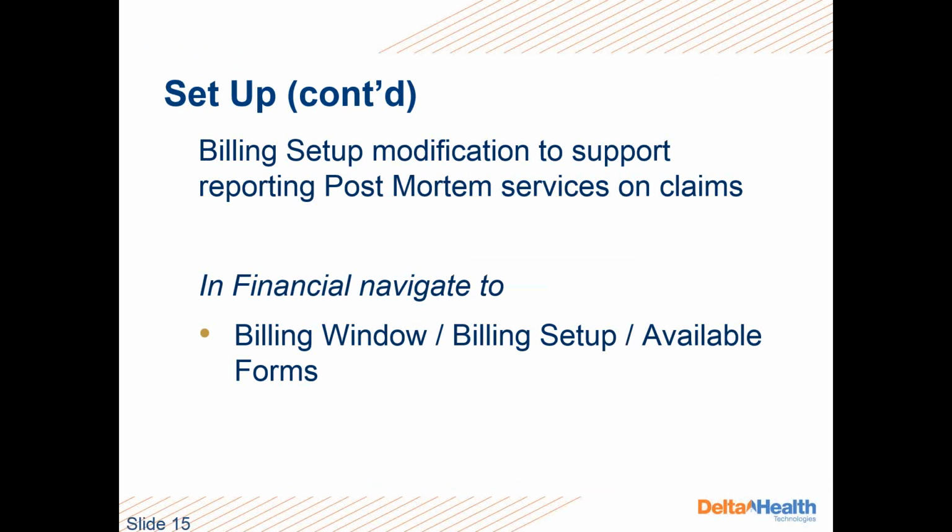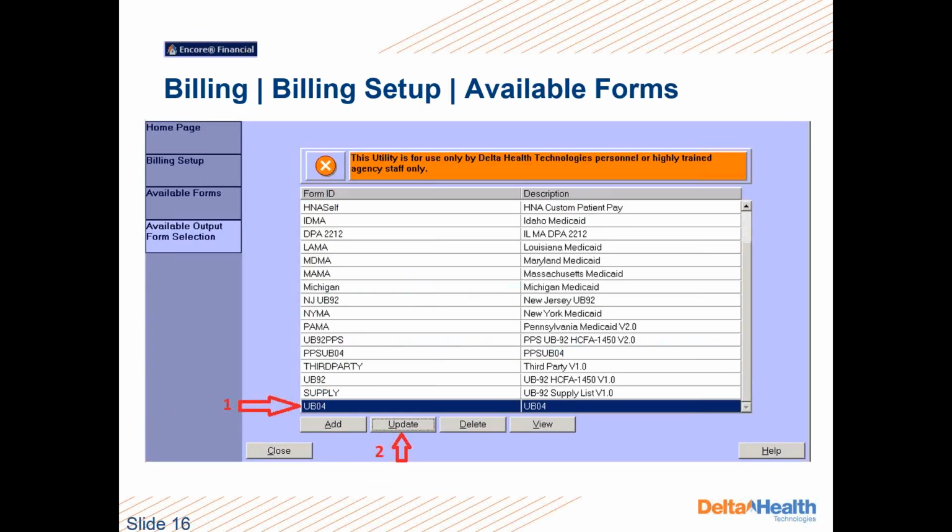We then have to go through a lot of billing setup to be able to support reporting post-mortem services on claims. In financial, we want to navigate to the billing window and then billing setup and available forms. Once again, this supports the requirement for post-mortem visits on the hospice claims. We have to set up to display a second modifier. So once again, billing setup, and available forms.